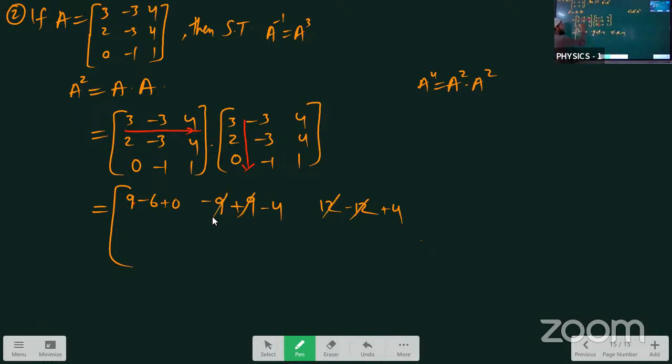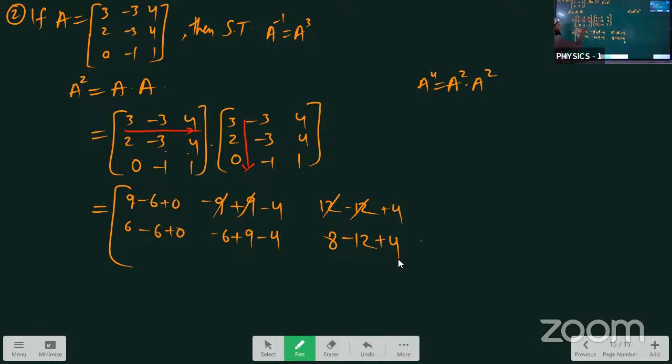Next, in the same way, multiply this row in this column. 2 3 ja 6, minus 3 2 ja 6, plus 4 into 0, 0. In the same way, multiply this row in this column. 2 3 ja 6, minus 6. 2 into minus 3, minus 6; minus 3 into minus 3, plus 9; 4 into minus 1, minus 4. Next, multiply this row and this column. 2 into 4, 8; minus 3 into minus 4, minus 12; 4 into 1, plus 4.